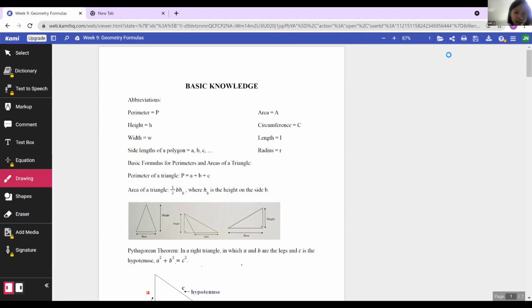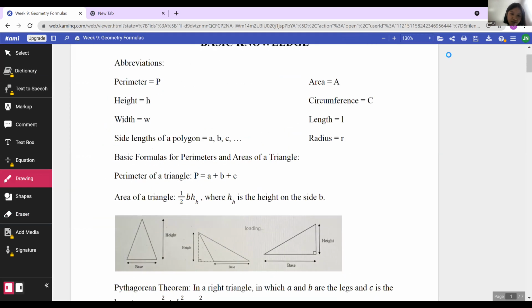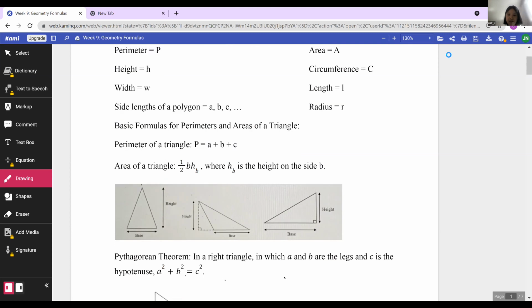So perimeter is P, area is A, the height is H, circumference is C, width W, length L, and sides of a polygon will be labeled A, B, C. It depends on the number of sides, then we go on to D, E, F, and so on. And the radius is denoted by R. We'll get deeper into those values soon.